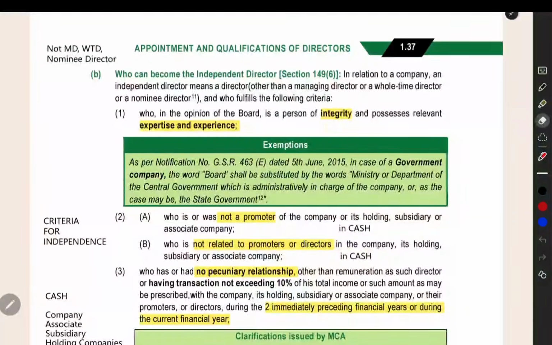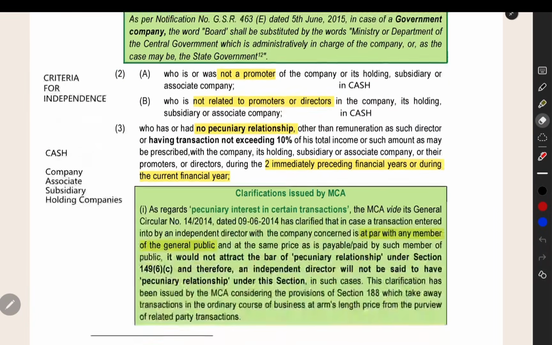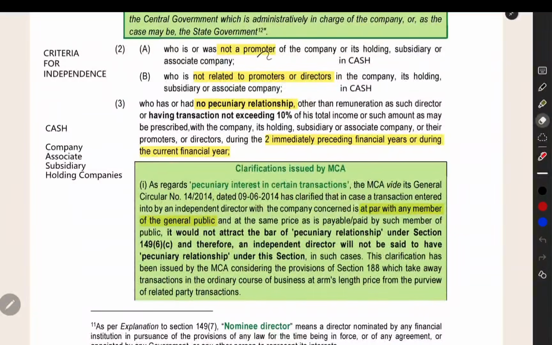Now the next thing is, an independent director will not be a managing director, will not be a whole-time director. He cannot be a nominee director. He should have integrity, expertise, experience, and then he should be independent. He should not be a promoter of the company, associate, subsidiary, holding, cash. He should not be related to a promoter or director of cash. He should not have any pecuniary relationship. What is the meaning of pecuniary relationship?